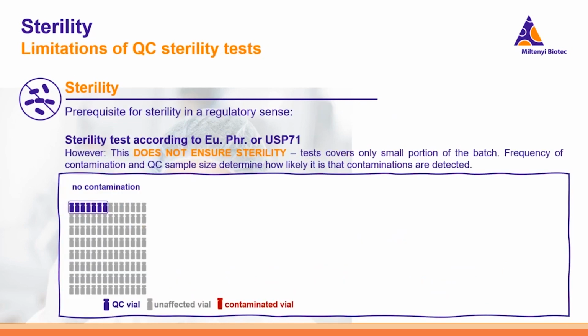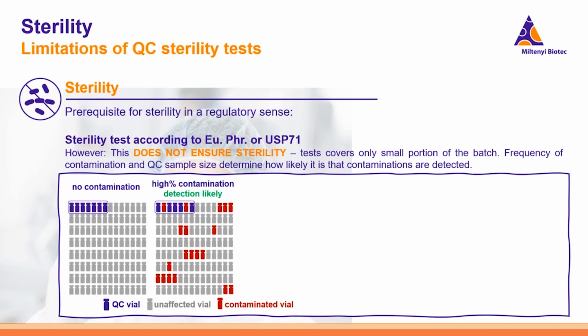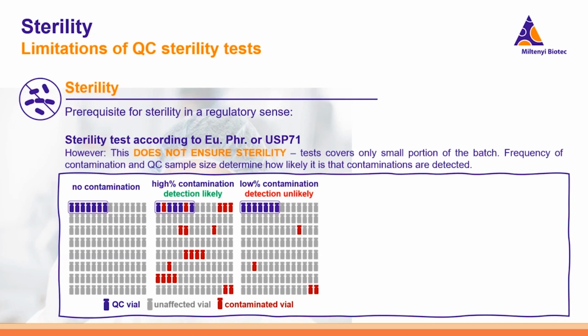But what does sterility in a regulatory sense actually mean? It is not enough just to do a sterility test according to one of the pharmacopoeias, and I will demonstrate to you why this is the case. Down below, you can see a QC sample which is taken out of a batch of clinical grade cytokine. In this example you have no contamination, all is good. If you have a high rate of contamination, represented here by the red vials, the detection of these contaminated vials by the QC sample is very likely. But if you have a low contamination percentage, then the detection by the QC vial is not so likely anymore.